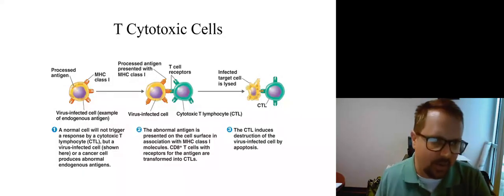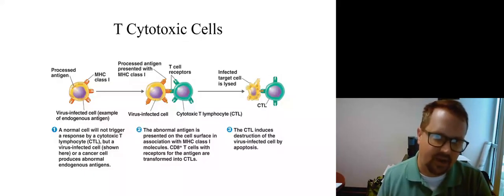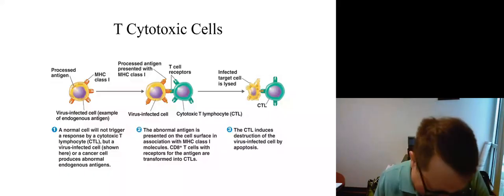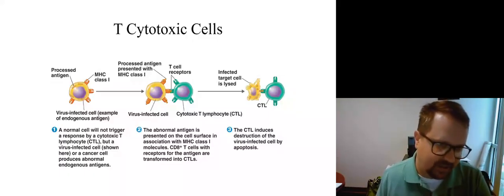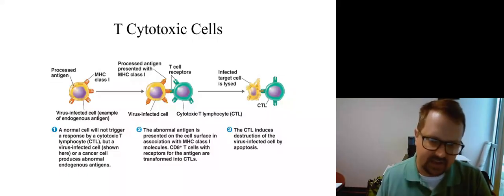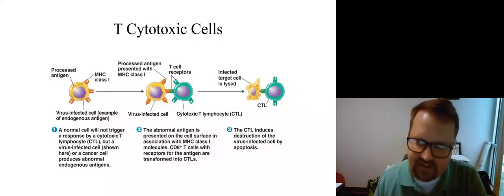Okay, so here we have an antigen presenting cell. Well, we don't have that there. Sorry, I forgot. This is a virally infected cell. I said antigen presenting cell, I apologize. We have a virally infected cell, and it takes the antigen, presents it, and then a cytotoxic T cell is produced. It then will go and lyse and kill the infected target cell.